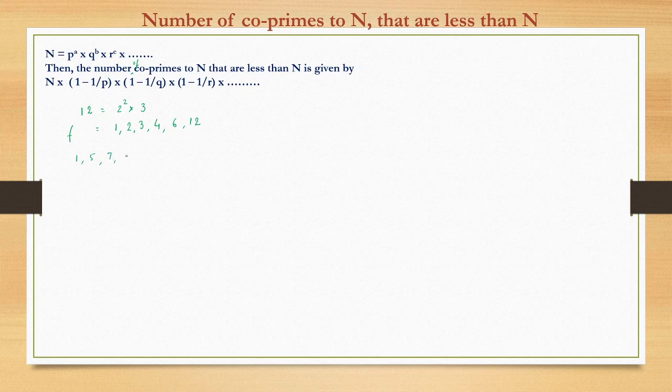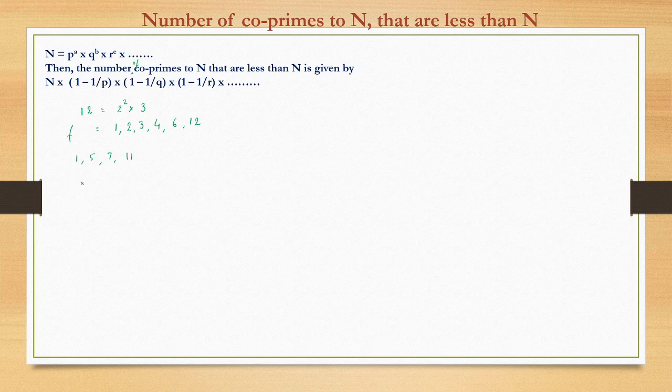Then we check with 8. Is 8 co-prime to 12? No, it has a common factor of 4. Then 9 also has a common factor of 3. Then 10 also has a common factor of 2. 11 will be co-prime to 12, right? So here we get four numbers which are less than 12 but are co-prime to 12. So this we manually counted.